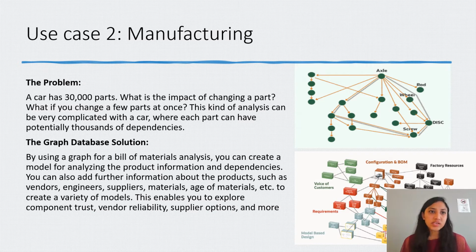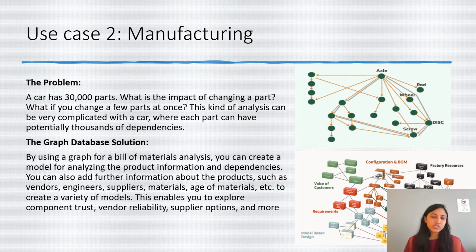The second use case we have used is the manufacturing industry. The problem is that a car can have more than 35,000 parts, but what is the impact if we change any sort of part? What if you change a few parts at once? This kind of analysis can be very complicated with a car, where each part can have potentially thousands of dependencies.